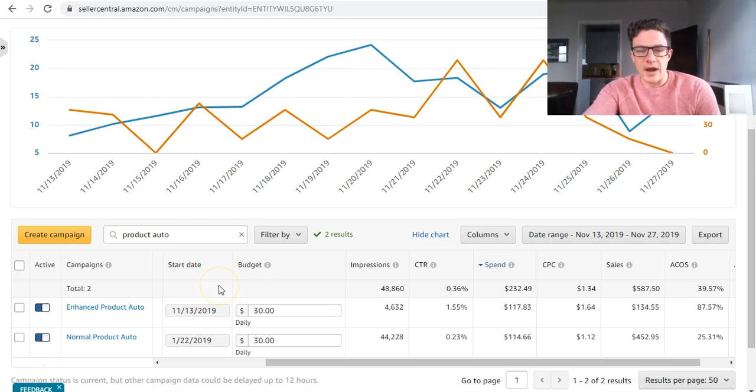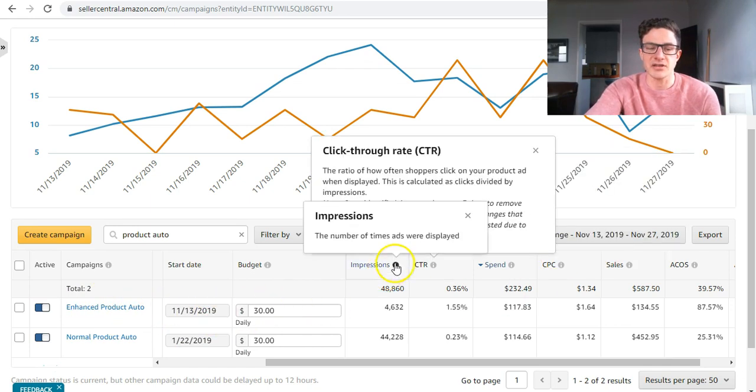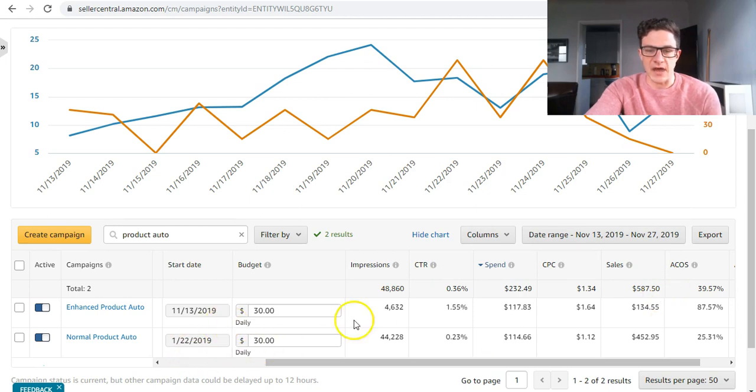So I'm on an account here, and you'll see I have two auto campaigns, enhanced product auto and normal product auto. This is for the same product, and you see the normal product auto has been running for a long time, and the enhanced one was just set up a couple weeks ago. So I have my date range changed from when I set that up. It's been about 2 weeks of data. Now, look at the difference in the metrics for these two automatic campaigns, mostly the click-through rate and the cost per click.